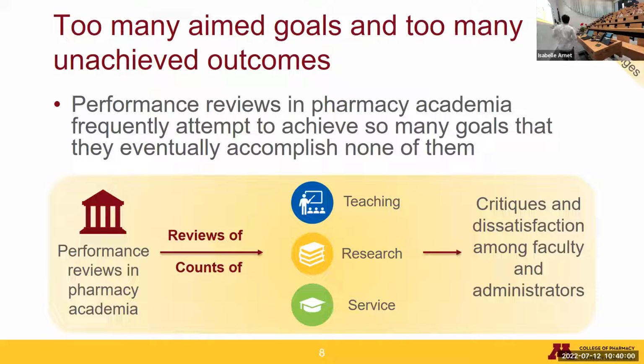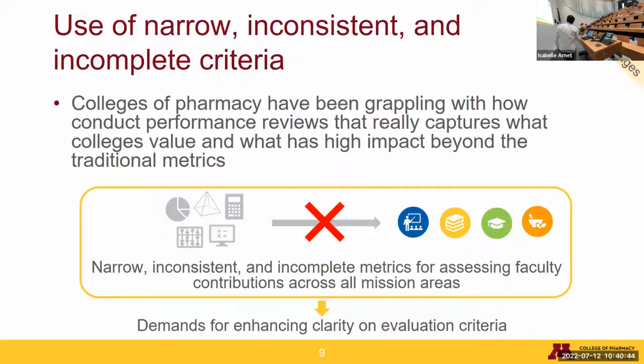and eventually they accomplish none of them. If you take a look at the literature in pharmacy academia, most studies are just describing this performance review, which is basically counting or reviewing activities of faculty in the three main mission areas: teaching, research, and service. But there is also the practice component that sometimes is not evaluated, and eventually these typical methods of conducting reviews receive critiques and dissatisfaction from both faculty and administrators. The problem is that colleges of pharmacy have been struggling with conducting a performance review that really captures what a college values and what has an impact beyond traditional methods.